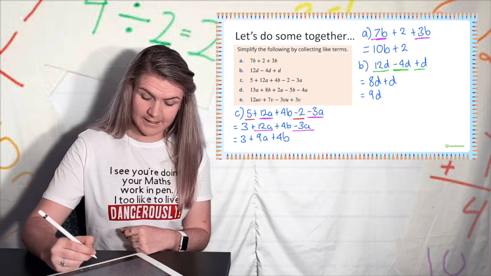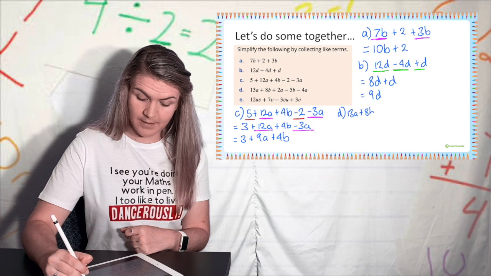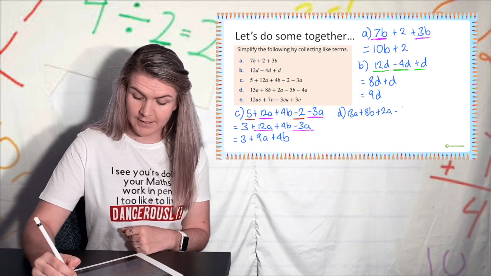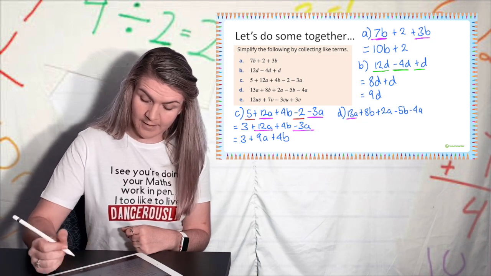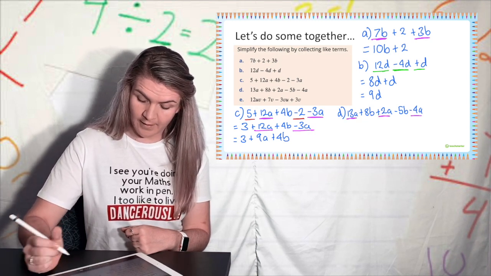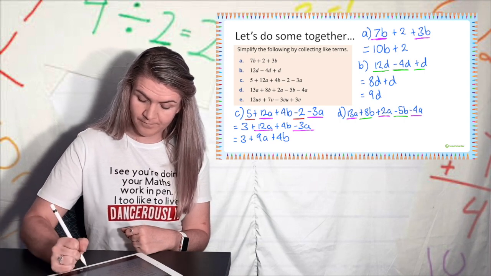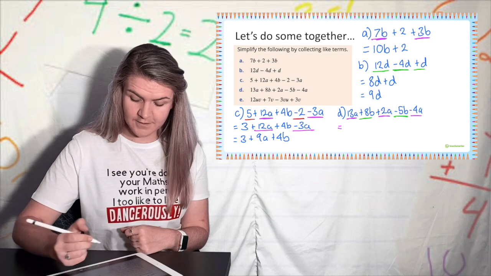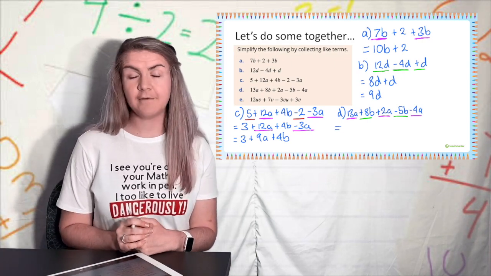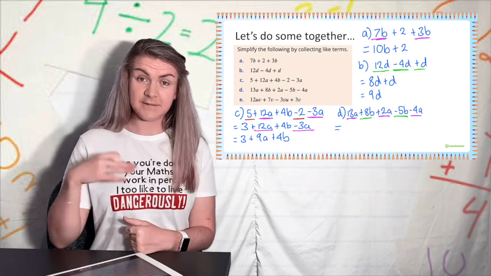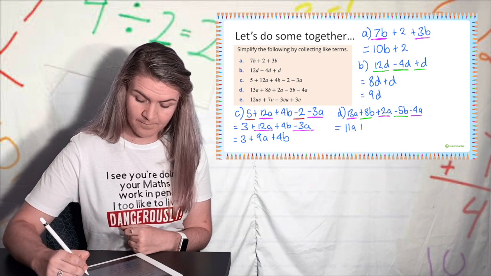All right, let's do D. 13a plus 8b plus 2a, take 5b, take 4a. All right, I've got an A, an A, and an A. And then over here, I've got a B and a B. So I'm going to do the A's first. Now I've got 13a plus 2a. 13 plus 2 is 15. And then I'm taking 4a. 15 take 4 is 11. So I've got 11a.